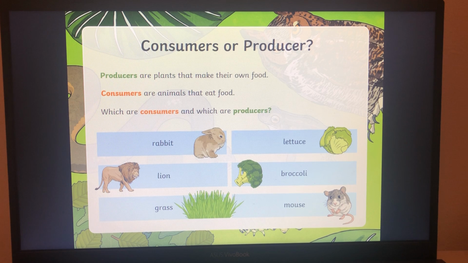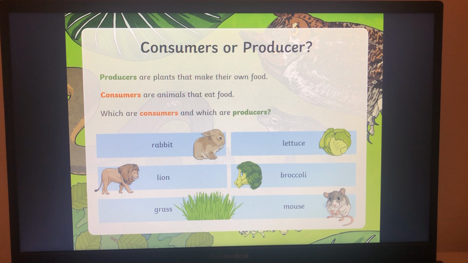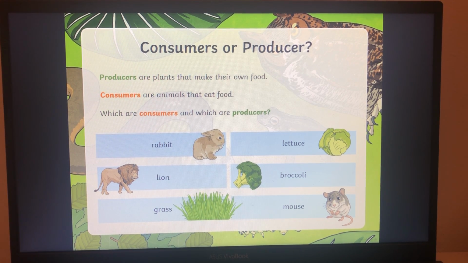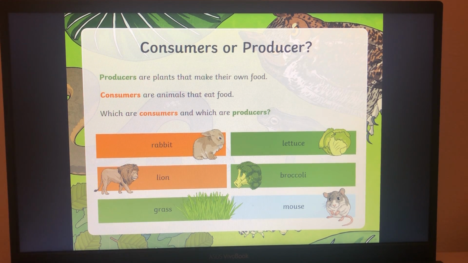What we need to do now is decide which of these on the screen are consumers and which are producers. In a minute I'd like you to pause the video and write a list of which are the consumers and a list of which are the producers, and then I will tell you the answers. Okay, so as you can see, the ones in orange, the rabbit, the lion and the mouse, are the consumers, and the ones in green, the lettuce, the broccoli and the grass, are the producers.